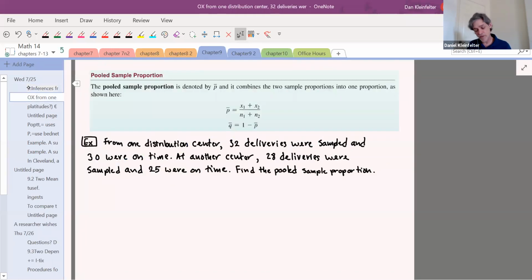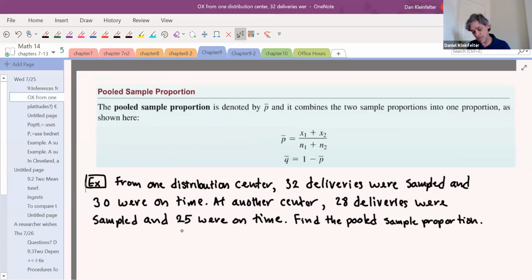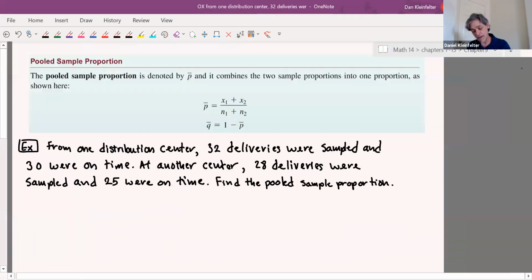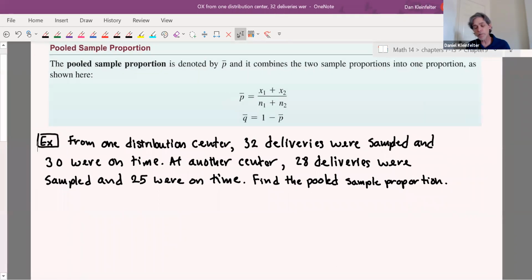Okay, one other piece of information we're going to need sometimes is what's called the pooled sample proportion. Here, what pooled means is where we just kind of put things together. So it's denoted by P with a bar on top, kind of like the X bar for the mean, but it's a P with a bar on top, and it combines two sample proportions into one proportion as shown here. So P bar will be X1 plus X2 divided by N1 plus N2.